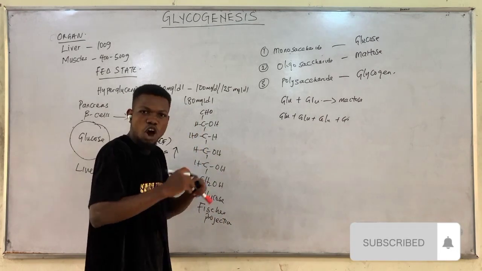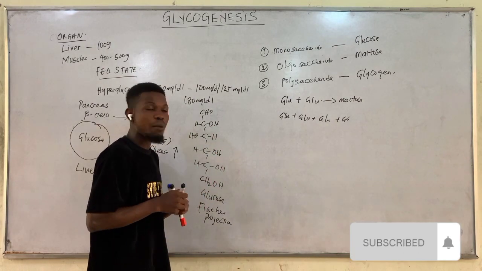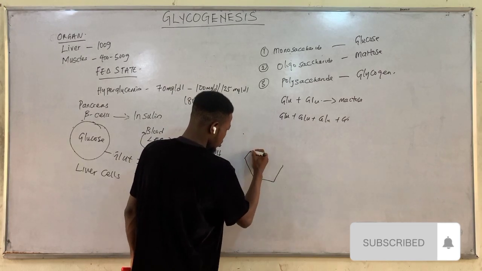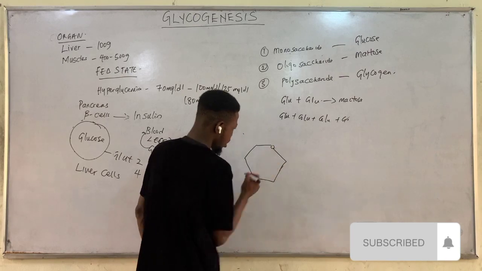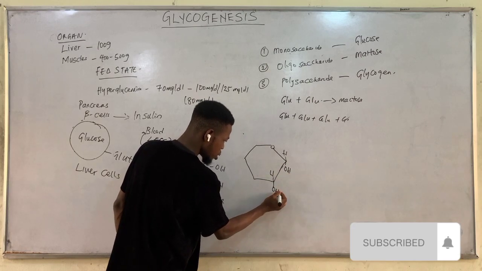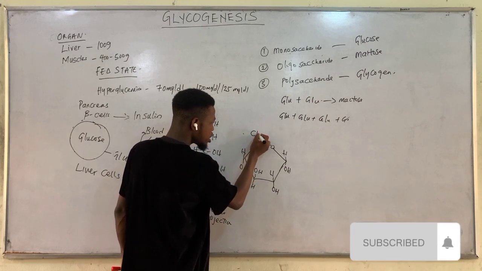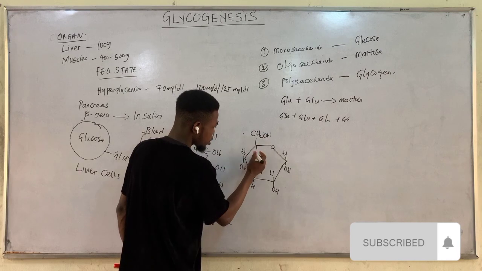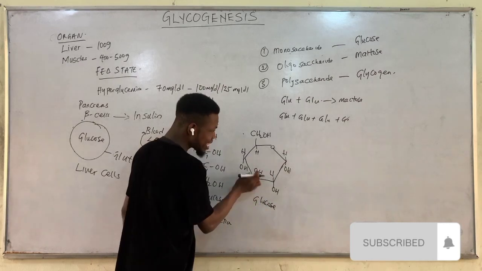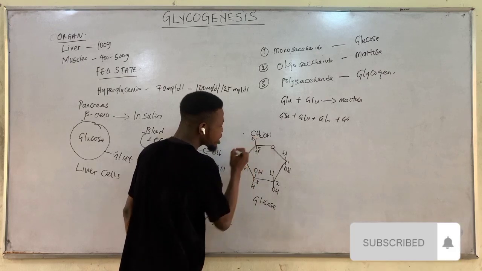So this glucose can also exist in a cyclic form. We call it a pyramidal structure because the glucose is made up of 6 carbons. So this is the glucose. Here we have H-O-H, then H-O-H, then we have this as CH2OH, and we have this as H. So this is our glucose. Let us number the carbon. This is carbon 1, carbon 2, carbon 3, carbon 4, carbon 5, and carbon 6.